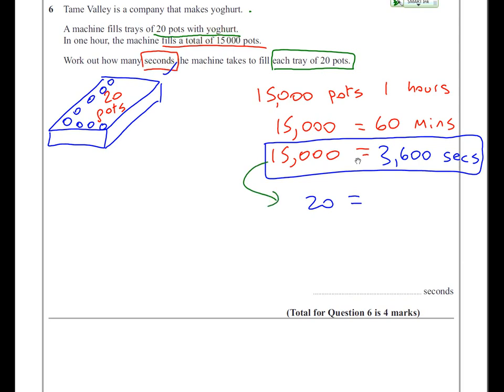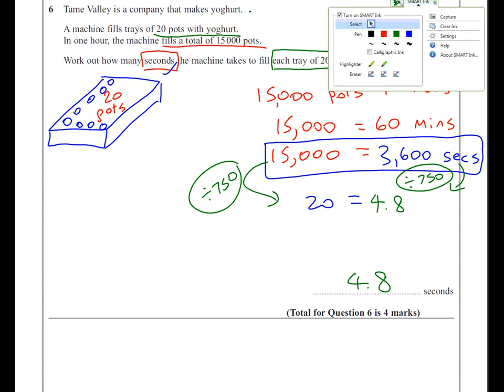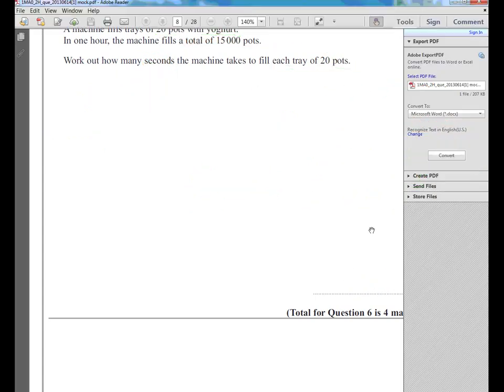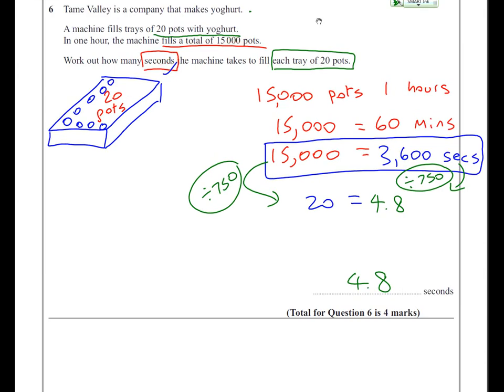So on your calculator, do 15,000 divided by 20 and you get 750. So that means if you divide 15,000 by 750 on both sides of the equation, you're going to get your answer for 20 pots. So 3,600 divided by 750. So your answer is 4.8 seconds. Okay, moving on. Let's just check we've got that right. How many seconds does it take to fill up each tray?